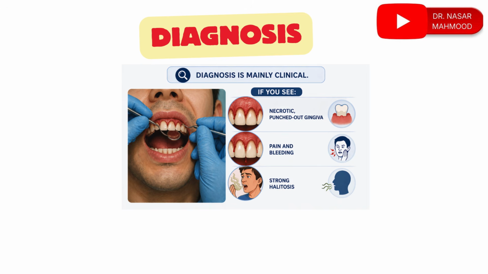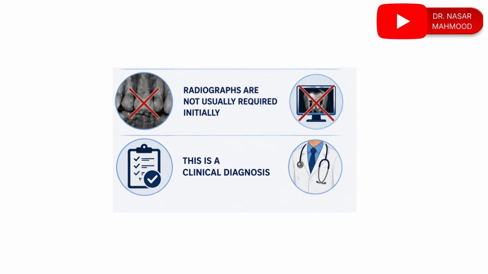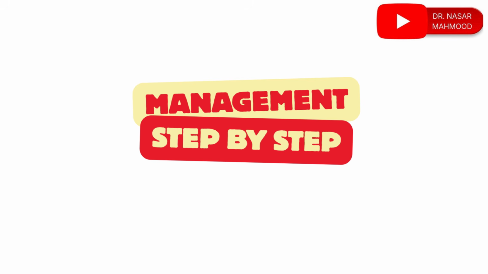Diagnosis. Now, the diagnosis is mainly clinical. If you see necrotic punched out gingiva, pain and bleeding, and strong halitosis, you should strongly suspect ANUG. Now, radiographs are not usually required initially. This is more of a clinical diagnosis. Now, let's talk about the classical step-by-step management.